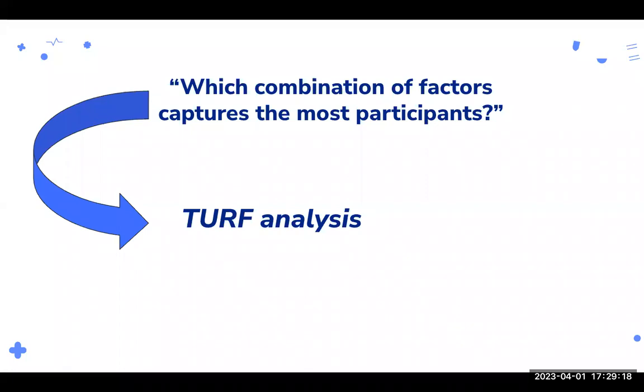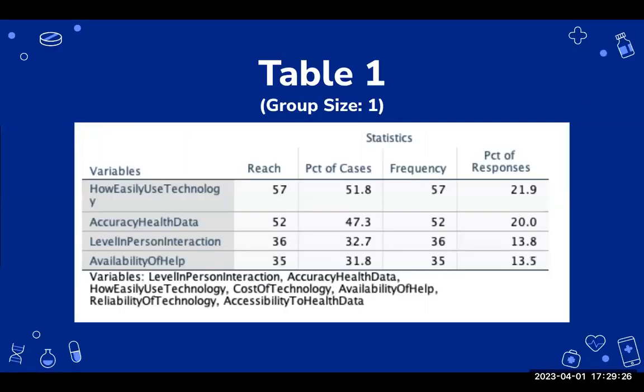Based on the combination of 3 factors selected by our 105 survey participants, our TURF analysis generated the following findings. The first table of the TURF analysis shows us which single factor had the most reach across participants. Here, we can see that the factor, how easily I can use RPM technology, was the single factor that was most popular with participants, with just over half of all respondents selecting it. The second most popular factor deemed important by these participants was accuracy of my transmitted health data, followed by level of in-person interaction with their regular healthcare provider, and then availability of help with RPM technology as needed.